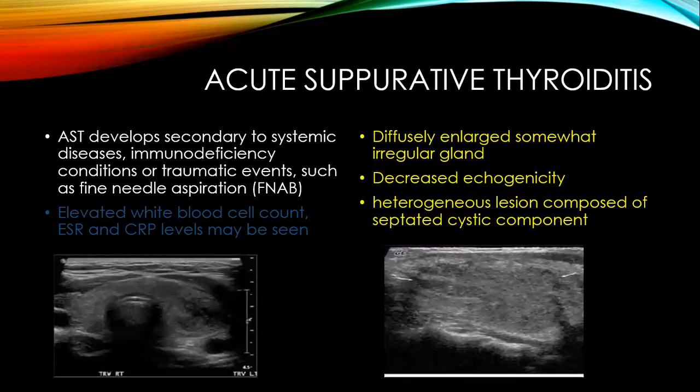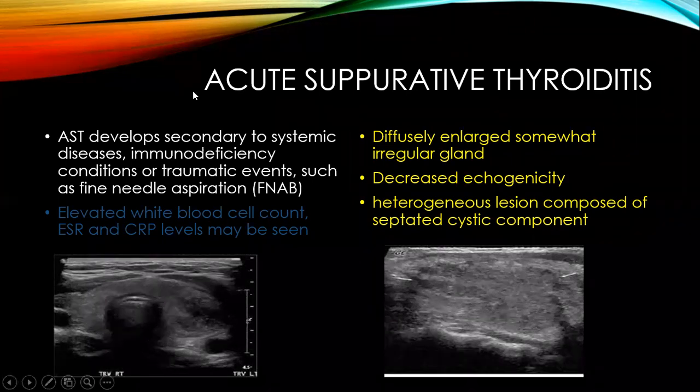We also get acute suppurative thyroiditis, and this one develops secondary to systemic diseases, immunodeficiency conditions, or traumatic events such as fine needle aspiration. On lab evaluation, we get elevated white blood cell count and ESR and CRP levels. They can also be seen.